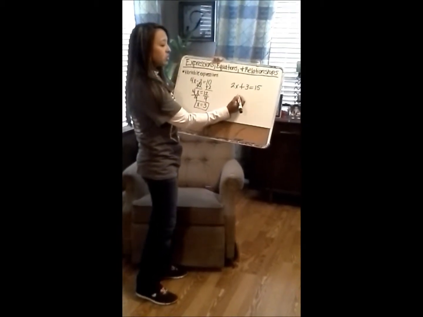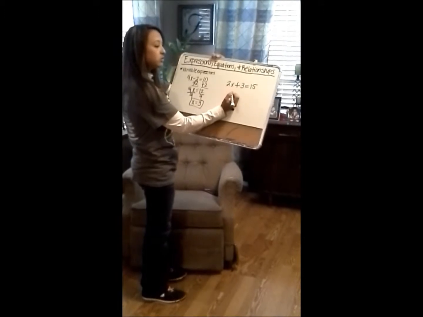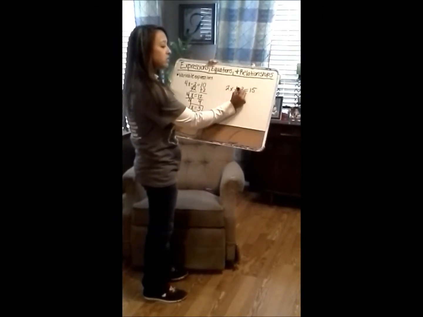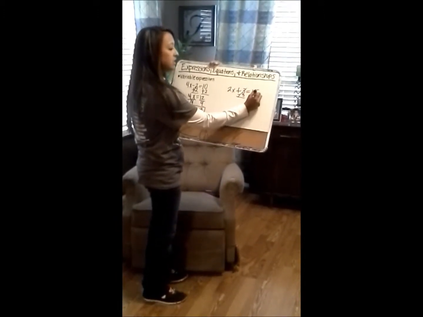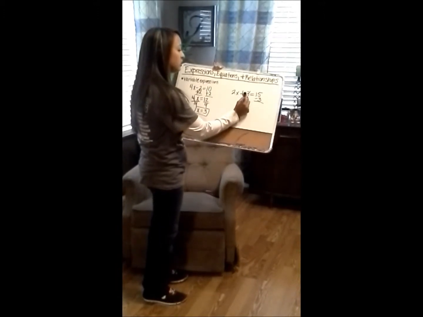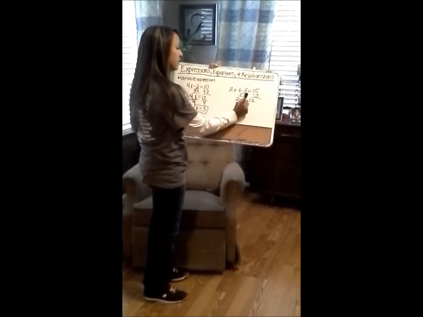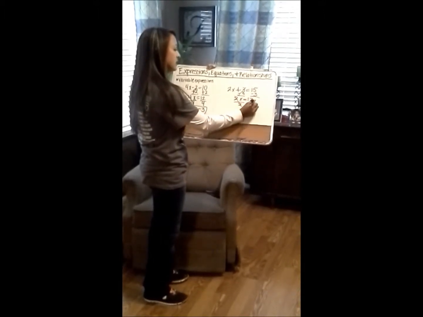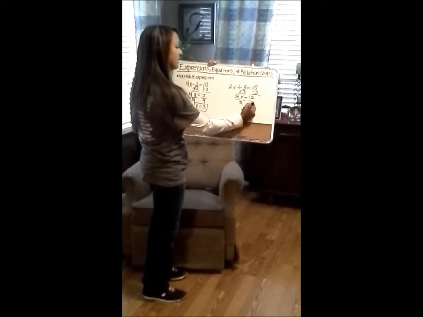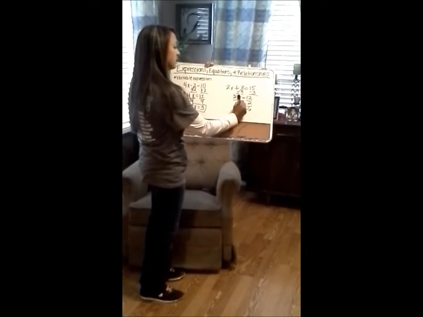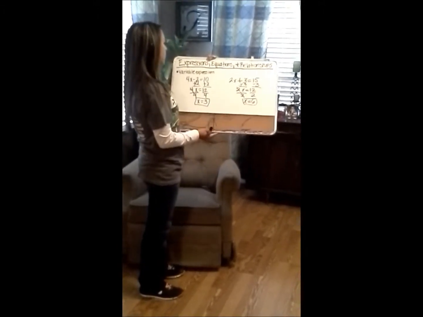Now on this one, we're doing 2x plus 3 equals 15. You will subtract the 3 from both sides and get 2x equals 12. Divide by 2 on both sides and get x equals 6. And that concludes variable expressions.